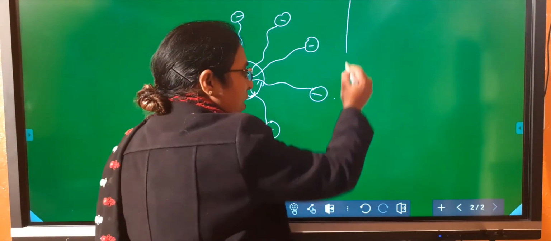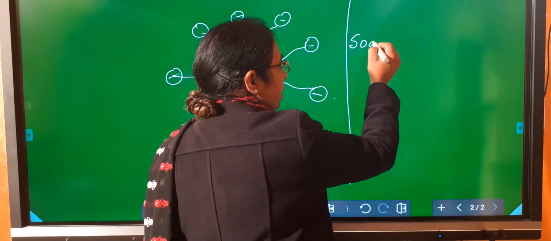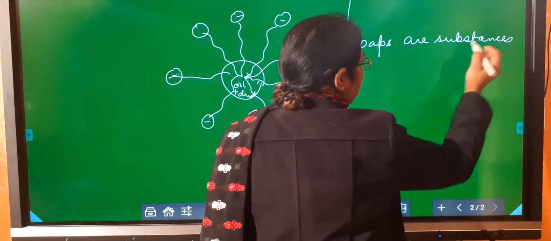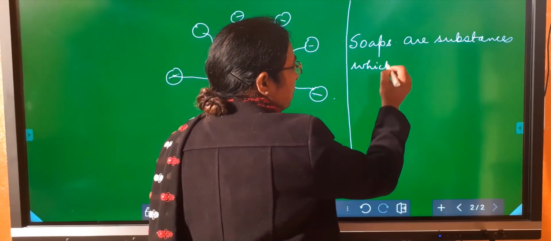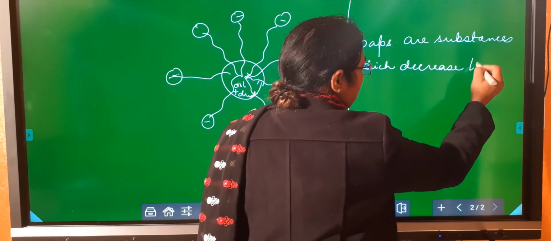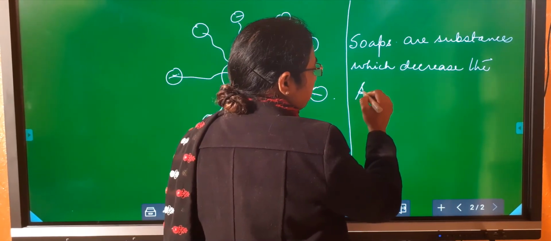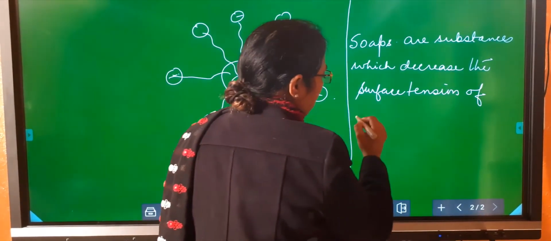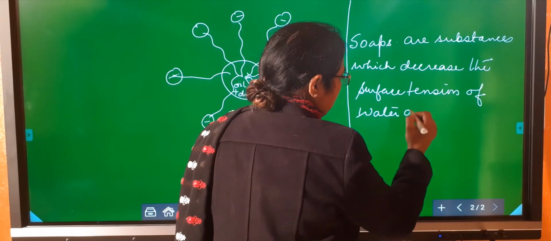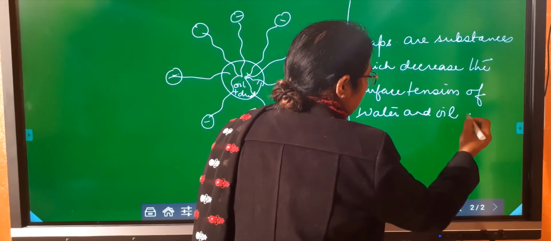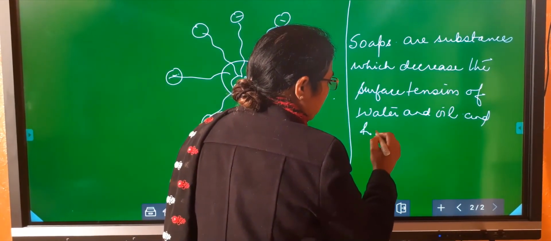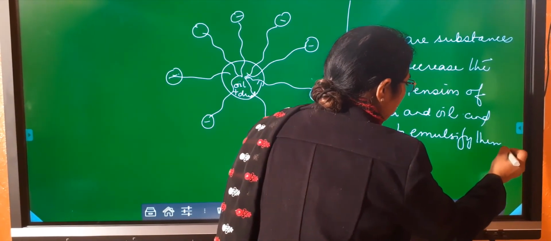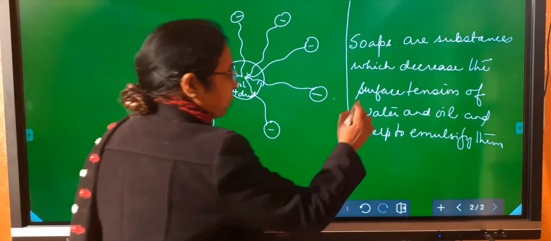So in a nutshell, we can define that soaps are substances which decrease the surface tension of water and oil and help to emulsify them. We have used one word, surface tension.